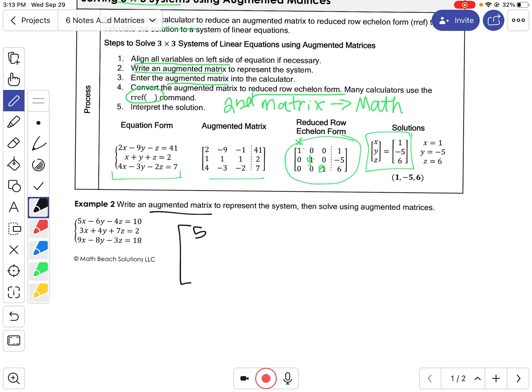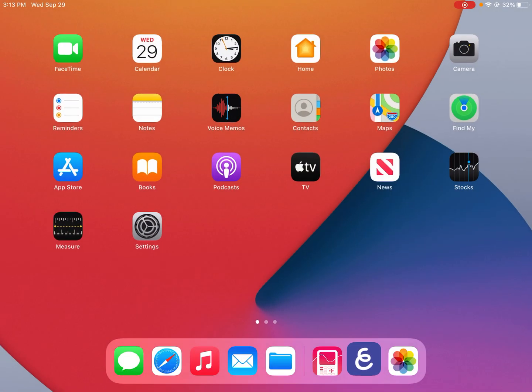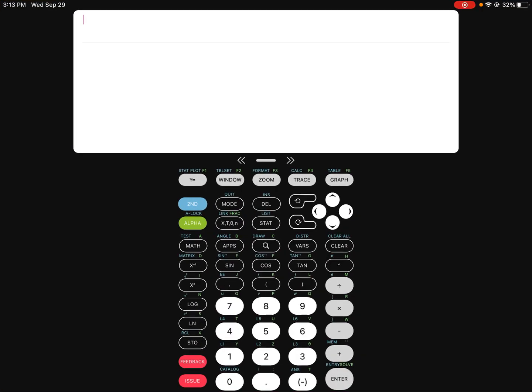Put your coefficients, 5, -6, -4, 3, 4, and 7, 9, -8, and -3. And then we're going to dot it, put our constants, and we're going to type that into the calculator. So let's go ahead and go to calculator.